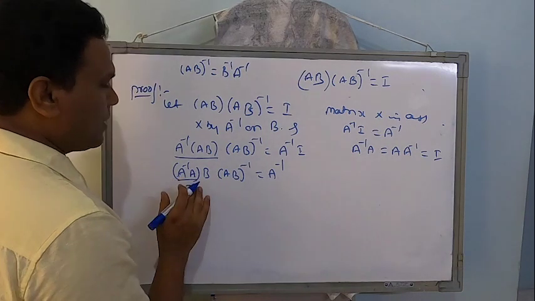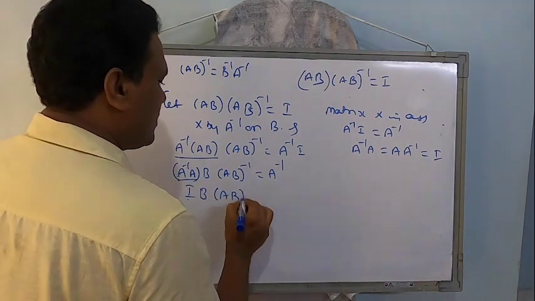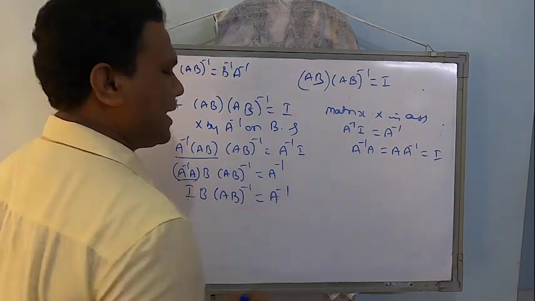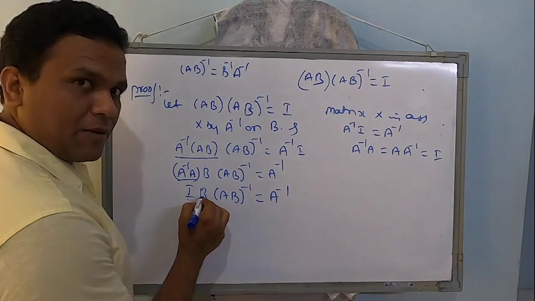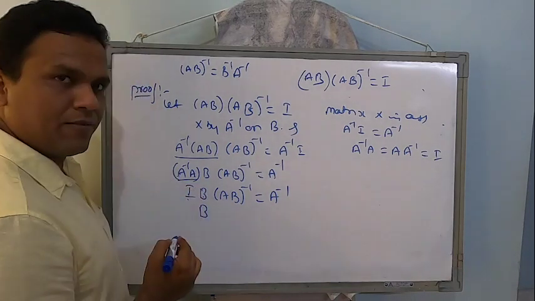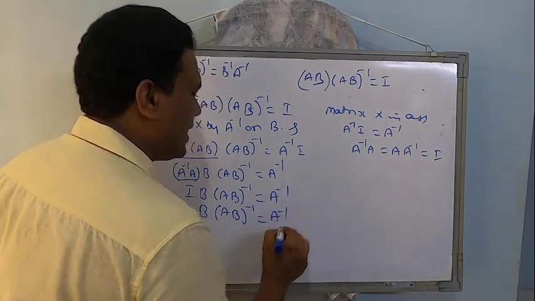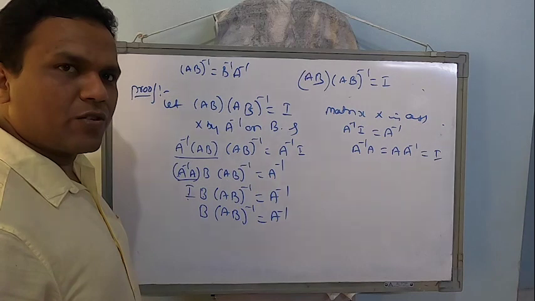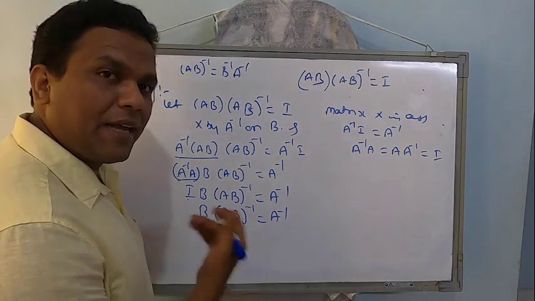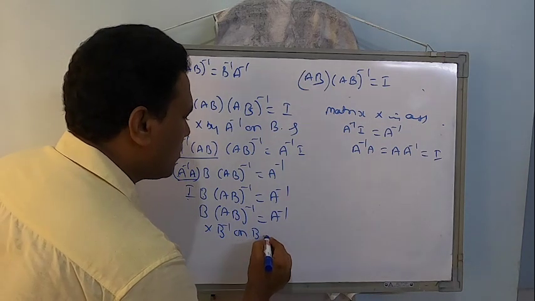So A inverse into A can be written as I multiplied by B, multiplied by AB the whole inverse, which is nothing but A inverse. Correct? Next, the identity matrix multiplied by B is nothing but B itself, so B multiplied by AB the whole inverse equals A inverse. So just multiply A inverse on both sides. These are the operations which you can perform. Now multiply B inverse on both sides.